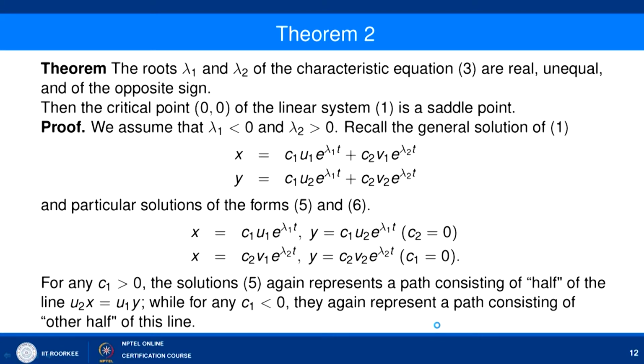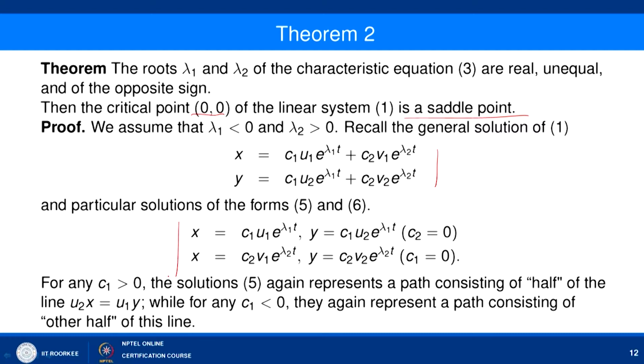So, the roots lambda 1 and lambda 2 of the characteristic equation 3 are real, unequal and of opposite sign. In the previous case it was of the same sign, and in this case the critical point (0, 0) of the linear system is a saddle point. So if eigenvalues are opposite in sign, then we call the origin a saddle point. In the same way we recall the general solution as x equal to c1 u1 e to power lambda 1 t plus c2 v1 e to power lambda 2 t, y equal to c1 u2 e to power lambda 1 t plus c2 v2 e to power lambda 2 t.